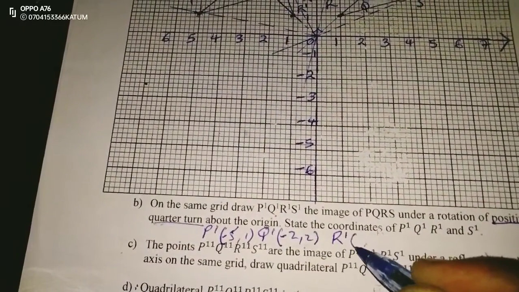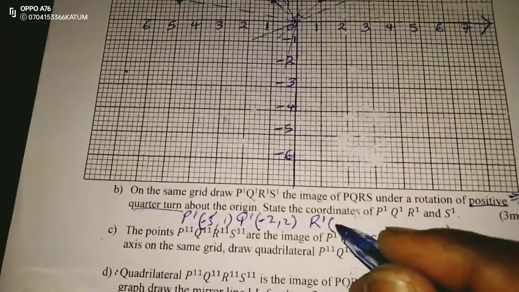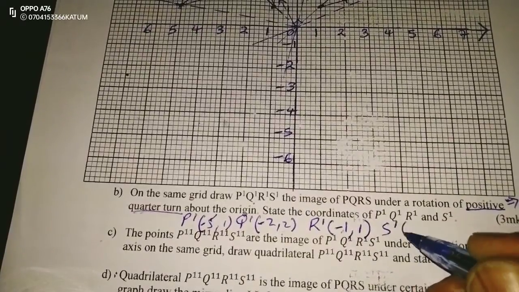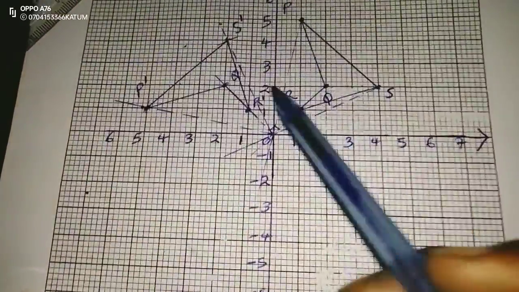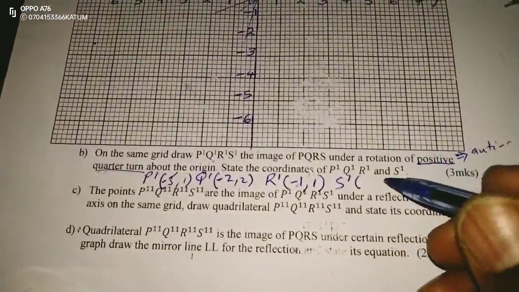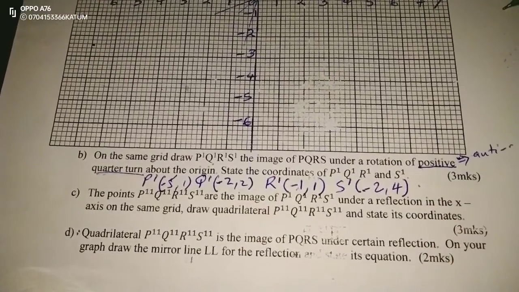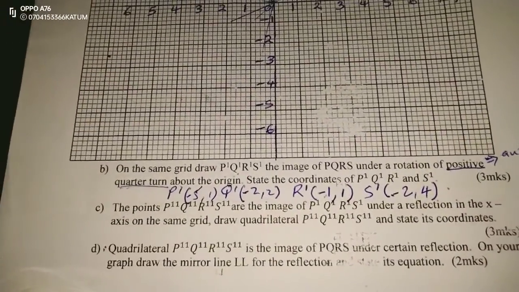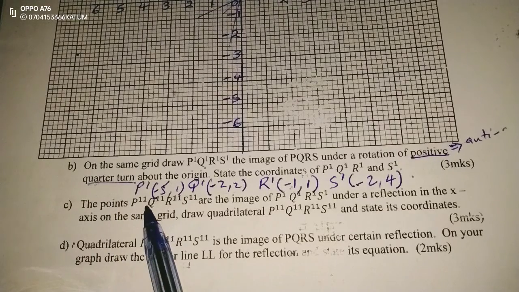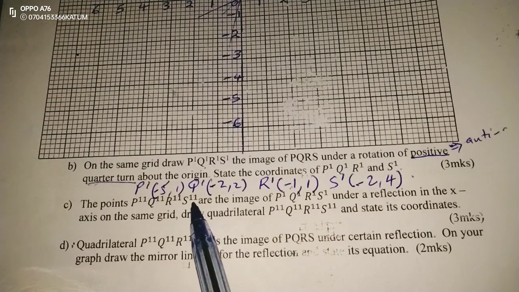R prime is going to be -1, 1. Then finally S prime is going to be -2, 4. So those are the coordinates of the rotated triangle. Not triangle, but quadrilateral.